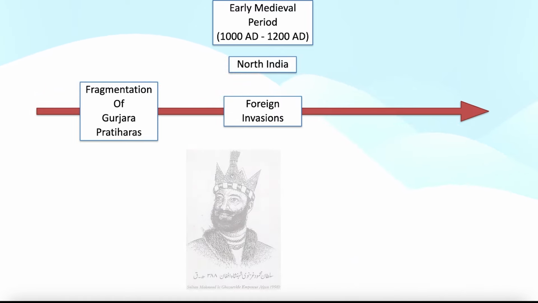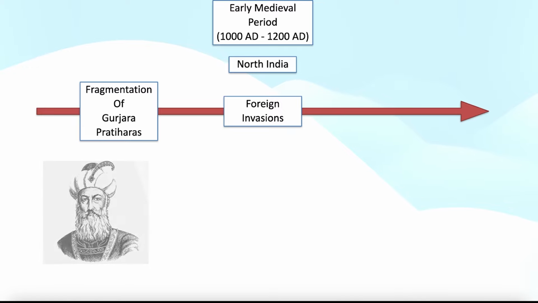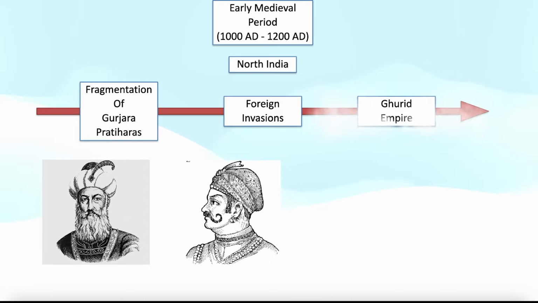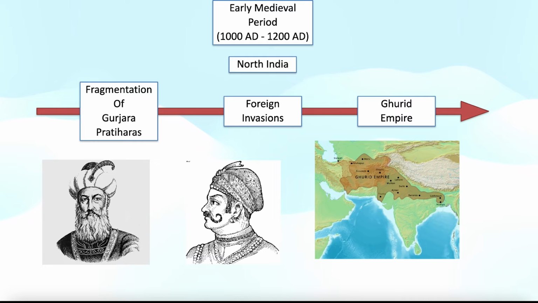Then the final decisive blow came from Muhammad Ghori, who faced Prithviraj Chauhan in the fateful second battle of Tarain. And with Ghori's victory, the gate to Islamic rule in North India swung wide open. So you can see here that the Ghurid Empire was established from the northern plain, from the northwestern frontier till modern-day Bengal.